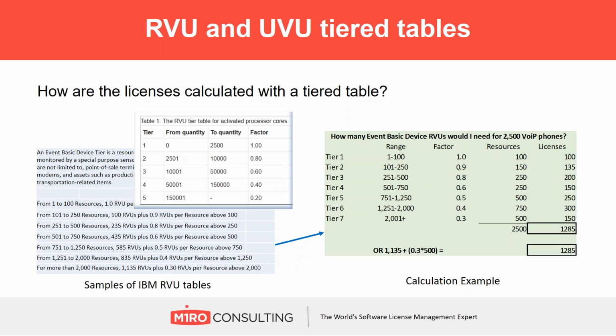The licensing is, as I said, a progressive tier system where you'll receive better value if you have a large number of resources or users. For users, there's sometimes those multiple tables, so you have to make sure you're looking at the right one, whether it's employees or external users for that product.